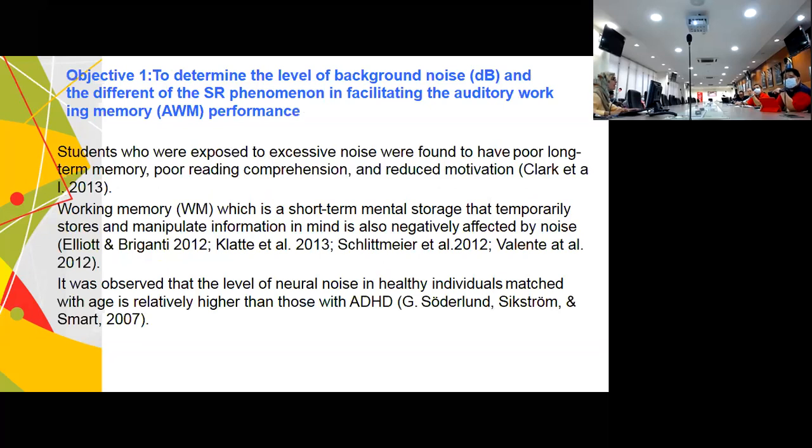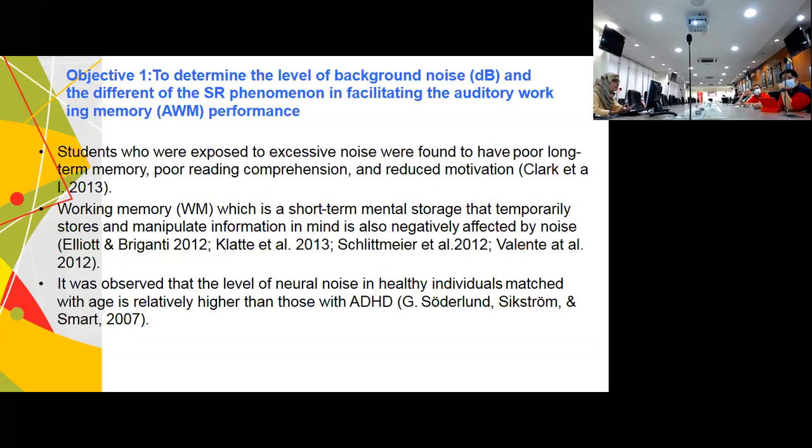Over here, I include the literature reviews with the objectives. Objective 1 is to determine the level of background noise, because the literature review has said that students who were exposed to excessive noise were found to have poor long-term memory, poor reading comprehension, and reduced motivation.